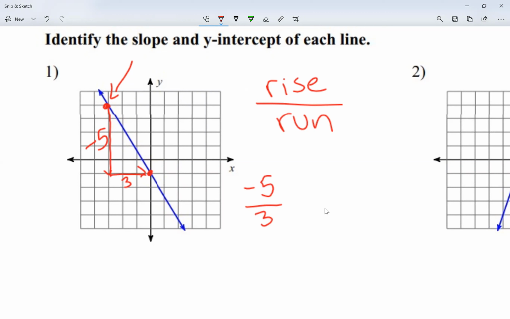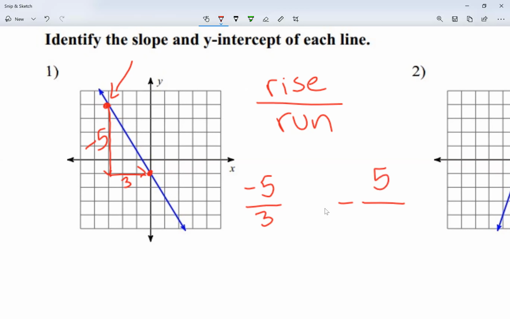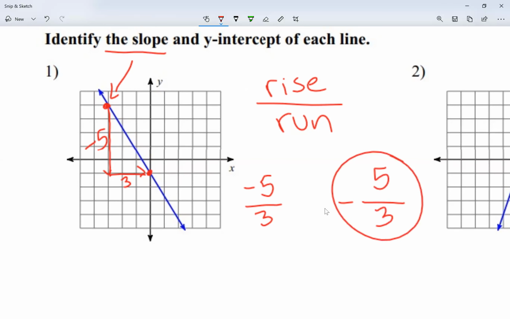Now, when there is a negative sign, it doesn't matter if the negative is on the top or the bottom, it is going to come to the front of my fraction. So I'm going to do a fraction, and I'm bringing the negative sign to the front. And then my fraction is 5 over 3. If you can simplify the fraction, by all means do so. In this case, we cannot. So when it comes to slope, that's it. To begin with, I had to find the slope.